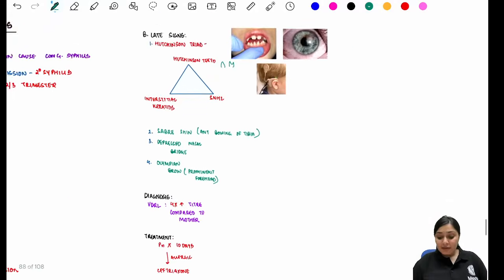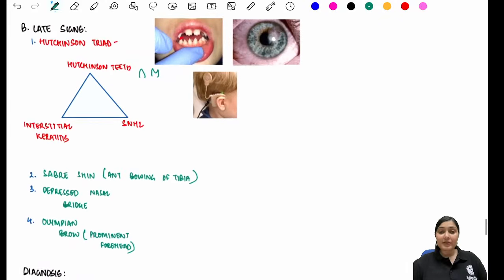It is in the late features that you see this triad, that is Hutchinson triad. You see these notched teeth, these are Hutchinson's teeth. You see interstitial keratitis and sensorineural hearing loss. Apart from that, there is anterior bowing of the tibia, that is known as saber shin.